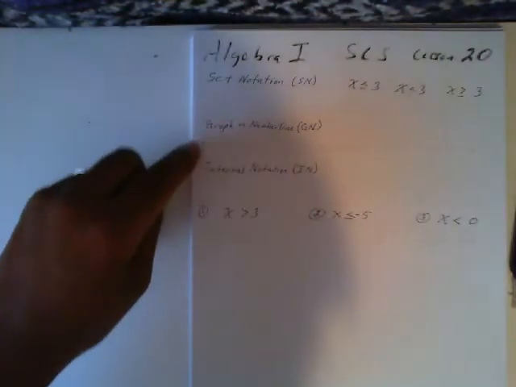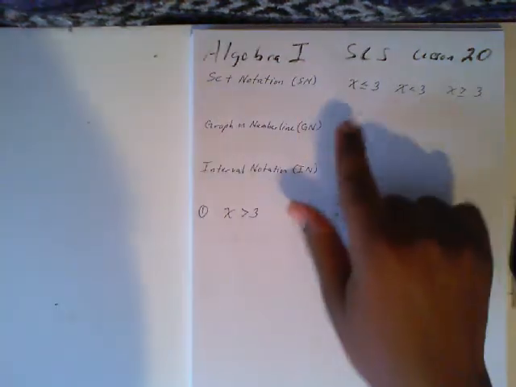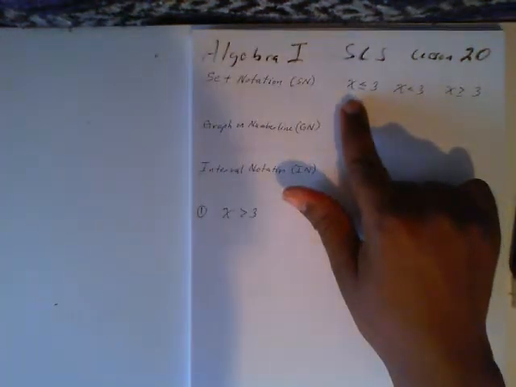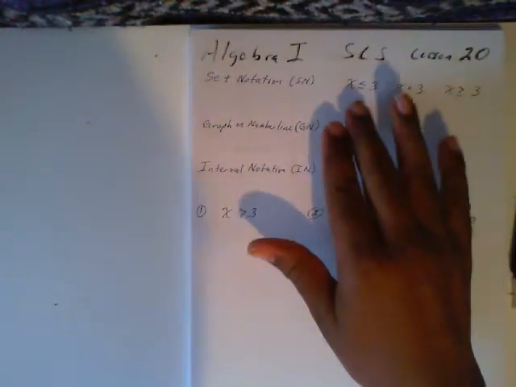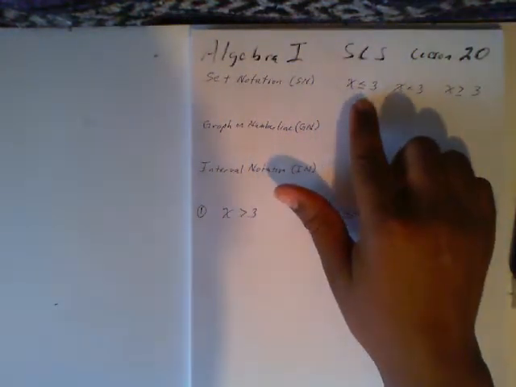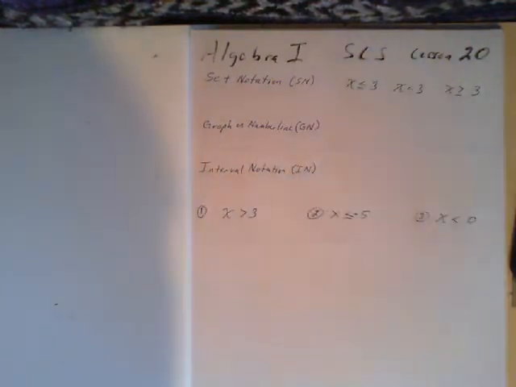Algebra I, Sensei Learning System, Lesson 20. We want to look at set notation, graphing on a number line, and interval notation. This right here with x on the left side is set notation, and then your inequality and your number. So when you have x on the left side, then inequality, the number, you have set notation.